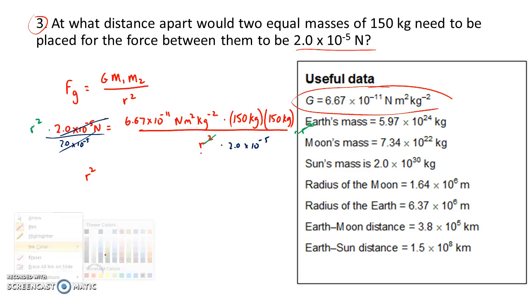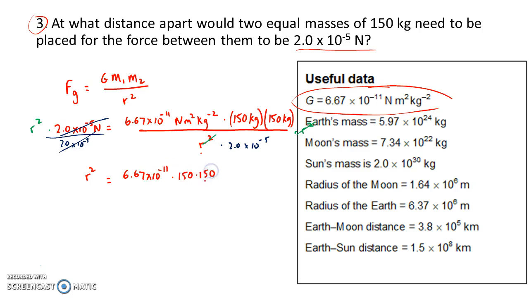What I'm left with, r squared is equal to 6.67 times 10 to the negative 11 times 150 times 150 divided by 2 times 10 to the negative 5. Need to take the square root of both sides, and I'm left with my answer. You put this in your calculator and you find it to be 0.27 meters.